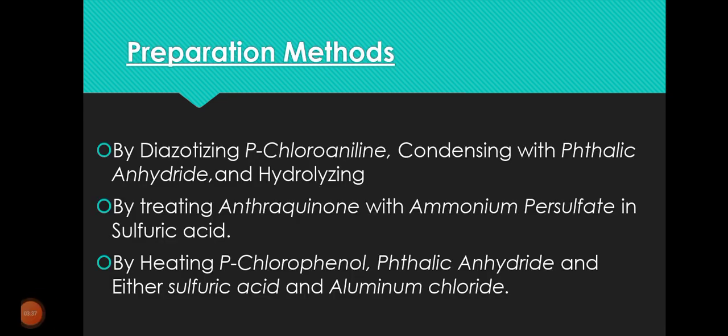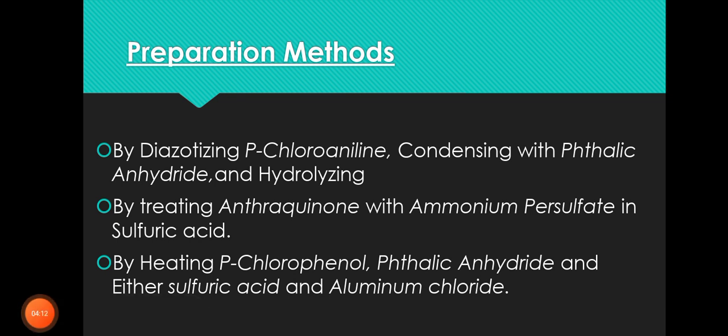Now let's have a look at its preparation methods. There are basically three methods by which we can prepare this compound. The first one is by dissolving para-chloroaniline, condensing with phthalic anhydride and hydrolyzing. The second one is by treating anthraquinone with ammonium sulfate and sulfuric acid. The third one is by heating para-chlorophenol, phthalic anhydride, sulfuric acid and ammonium chloride.